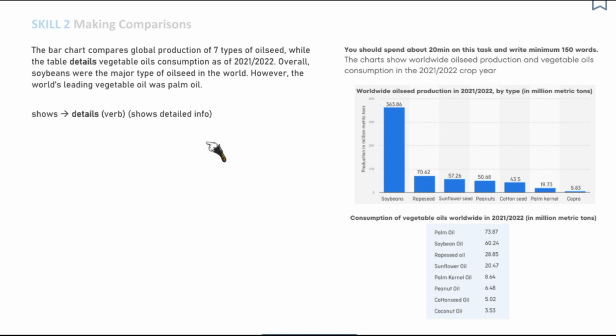I have also used the word details instead of the word shall. And details is a verb, as you can see. The meaning is very clear. It means to show detailed information about something. So this is one of many options to use in your introductory phrase. I have paraphrased this phrase over here, in the 2021-2022 crop year, like this: as of 2021-2022. So this is a very nice option to paraphrase years.